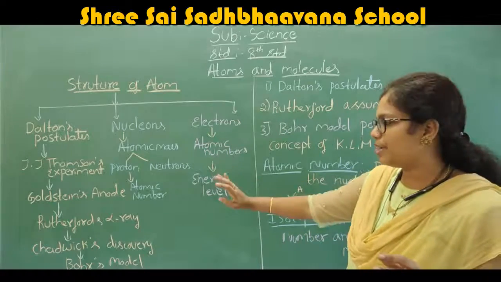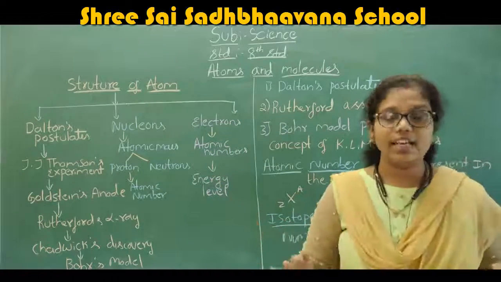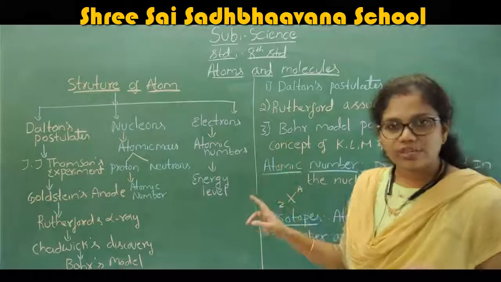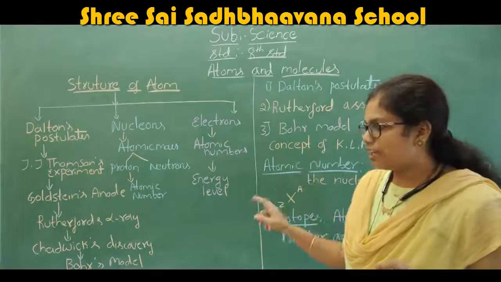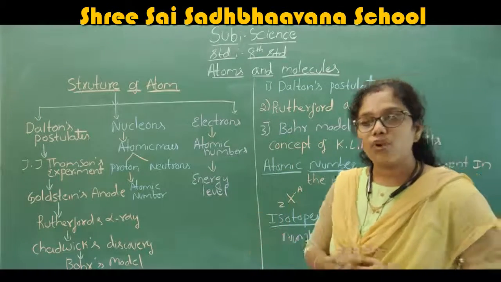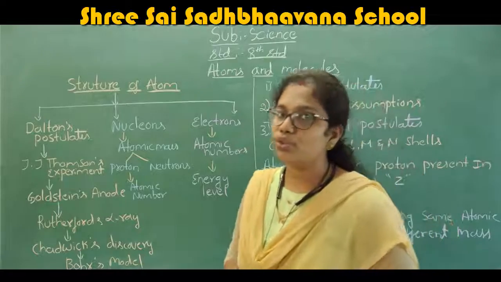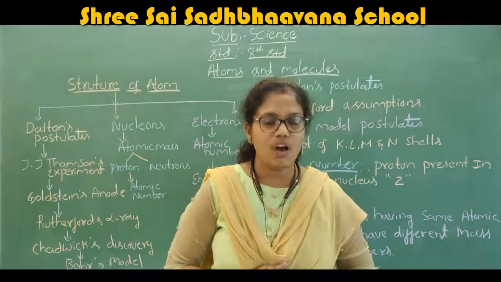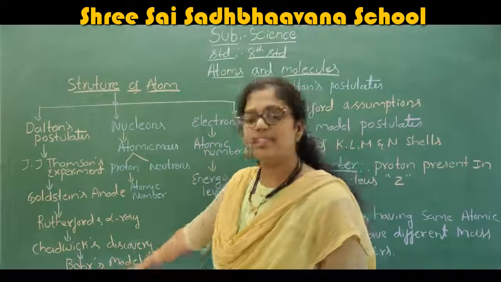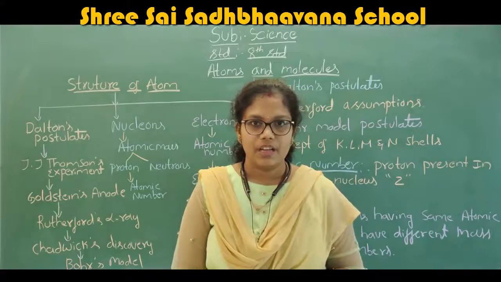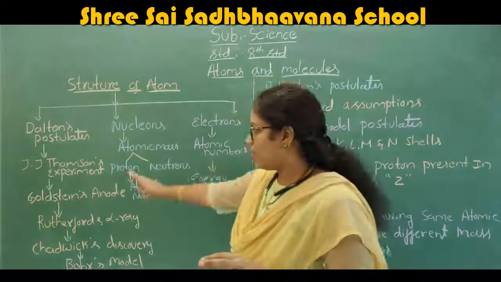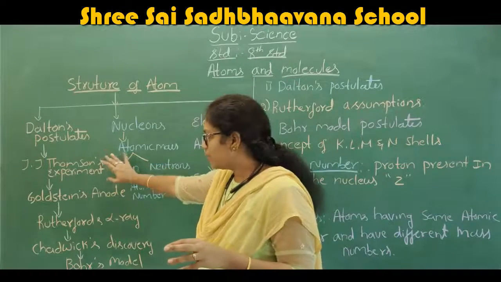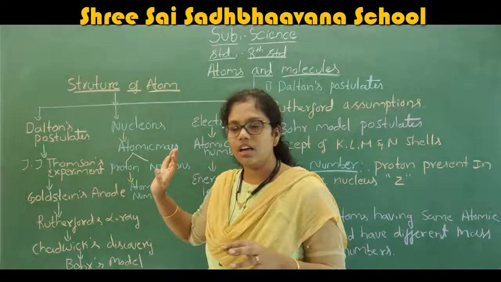Now what are the 4 experiments? J.J. Thomson experiment, Goldstein anode experiment, Rutherford alpha ray experiment, and Chadwick's discovery. I will show you these 4 experiments in the video. Just go through the video one time, and after that we will explain it one more time. Okay, the Dalton postulates are over, and these 4 experiments we already saw.